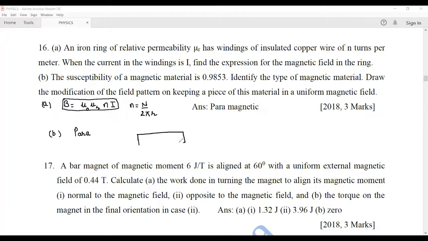We know that a paramagnetic substance is feebly attracted by a magnet. So when it is placed in a uniform magnetic field, some of the magnetic field lines will prefer to pass through the specimen. So as it is weakly attracted by the magnet, some of the magnetic field lines will pass through the specimen.